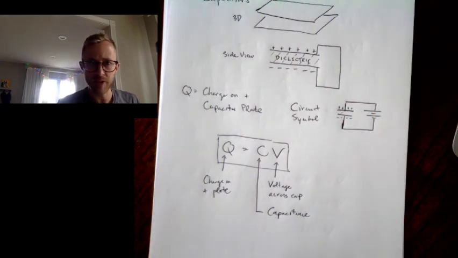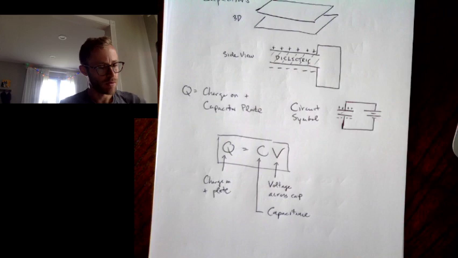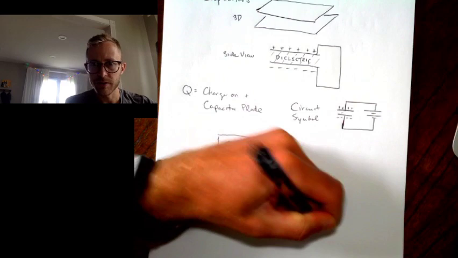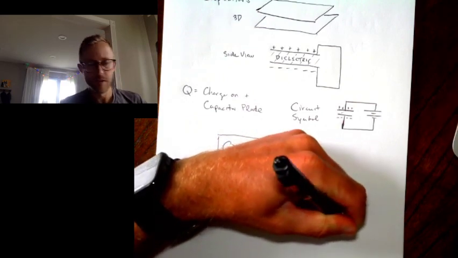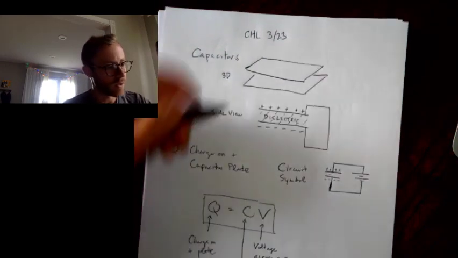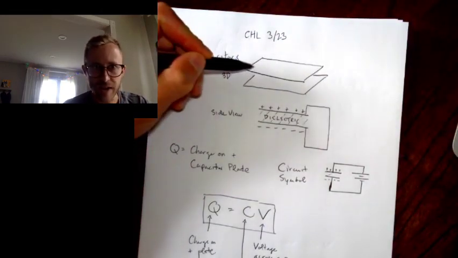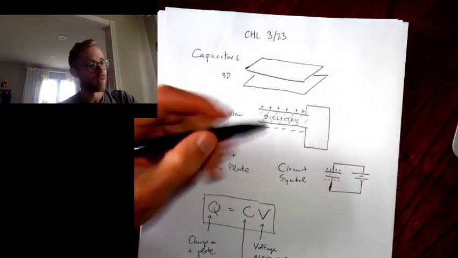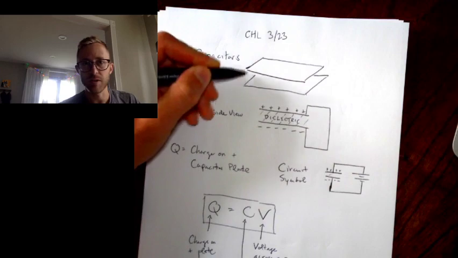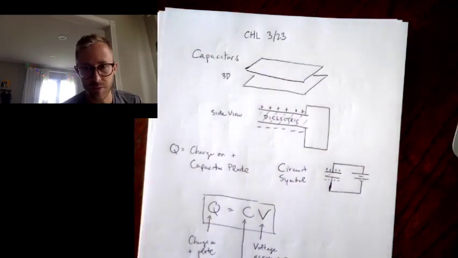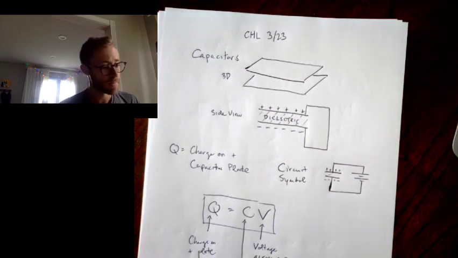And the capacitance depends on geometry. So in particular, it depends on the size of these capacitor plates. It depends on the distance between the capacitor plates. It depends on what you shove between the capacitor plates.